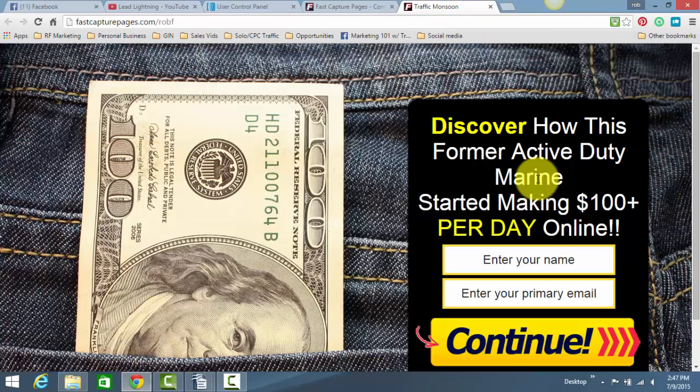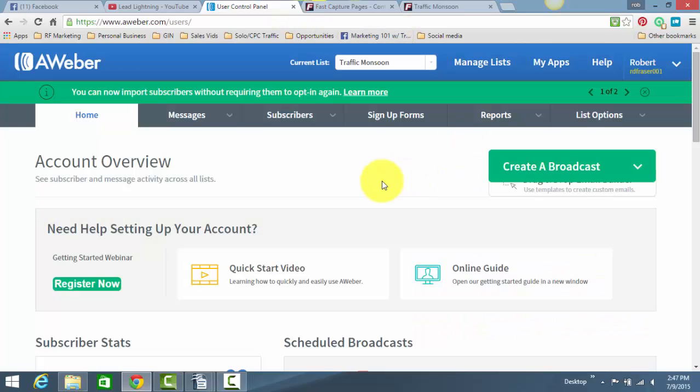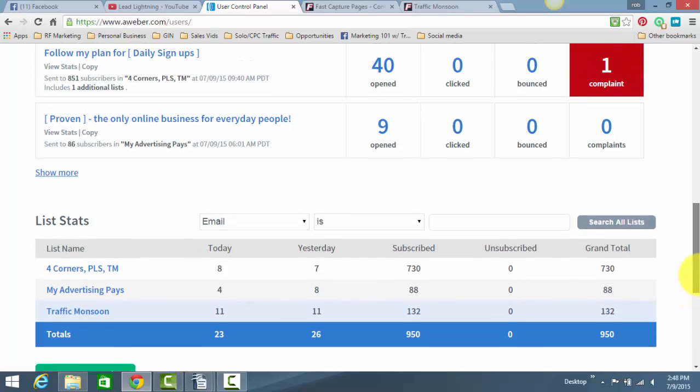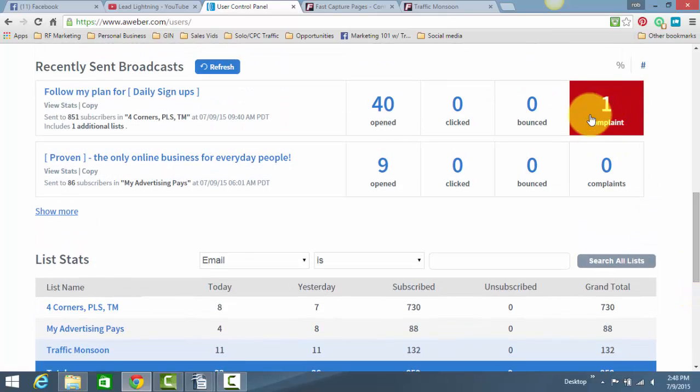Capture page. You do not send people to sales pages. You send people here, they put in their name and email, then they get dumped in here in your autoresponder, and then you can send them follow-up emails about your offers over and over and over again. And that is how you make money. Not everyone's going to be happy. You see, I got a complaint there, but that's just part of the territory.